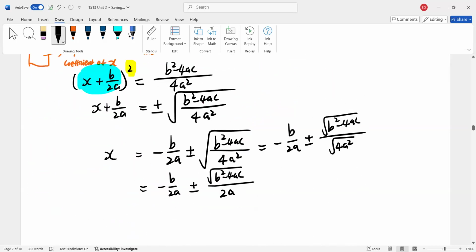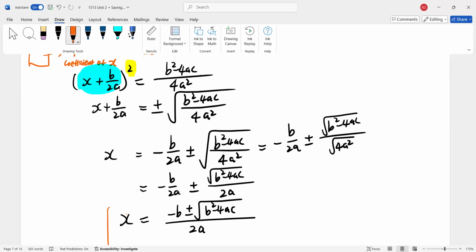So here I'll just write 2a, and then we would have the two parts with the same denominator, 2a, and then negative b plus minus root b squared minus 4ac. And that's the famous quadratic formula. X equals negative b plus minus square root b squared minus 4ac all over 2a.